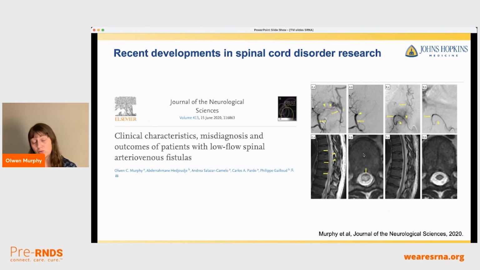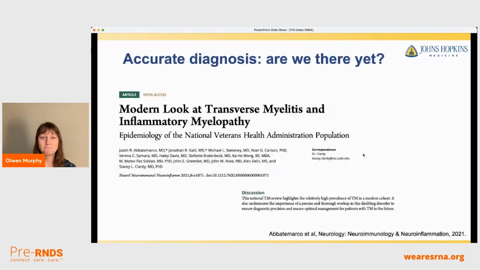So this was an important area for us to focus on in the last few years in terms of how we can better recognize people with this problem. And then a really important paper was published with the support of the SRNA last year, and this was a look at over 4,000 people who had attended VA hospitals with spinal cord disorders. And the study highlighted that this is still quite a common problem.